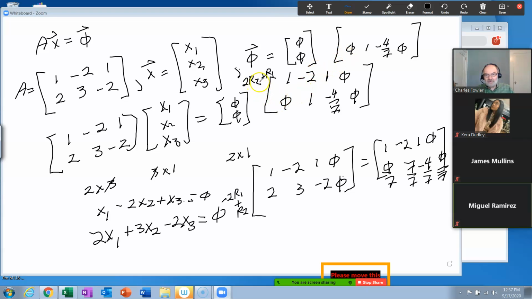Negative 2 times 0 is 0 plus 1 is 1. We wanted that to stay the same. 2 times 1 is 2. Minus 2 would be 0. And 2 times negative 4/7 would be negative 8/7 plus 7/7 will be a negative 1/7. And then that stays a 0. Okay.